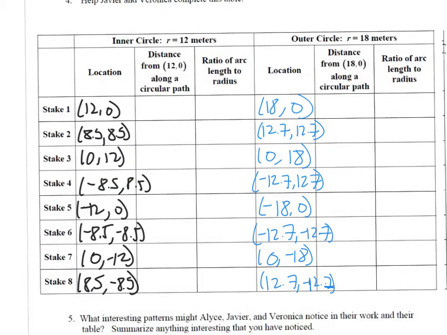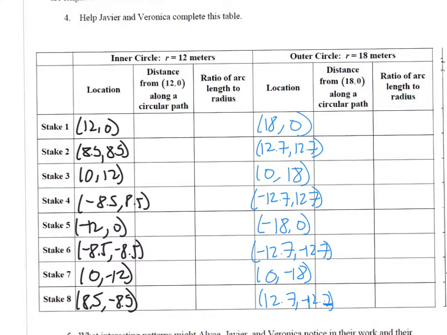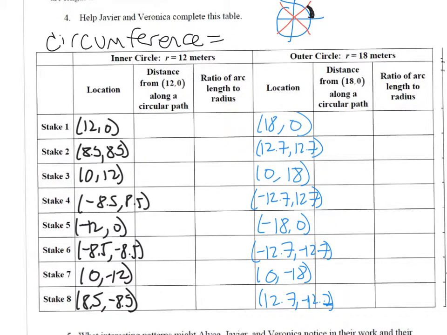Now to find the distance along a circular path, if we think of our archaeological plot, we split it into those 8 stakes. So what we're looking for is this arc length, which is a fraction of the circumference. As a refresher, the circumference of a circle is 2 pi r.